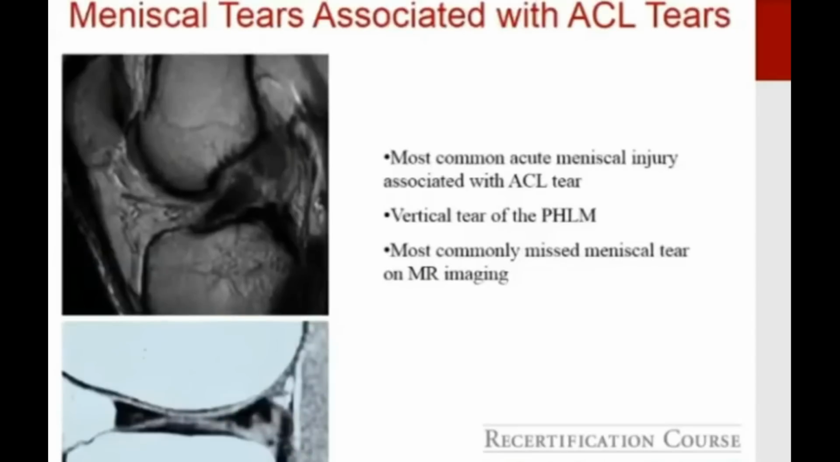Okay, regarding the most common meniscal tears associated with ACL injury in the acute setting, we most commonly see a vertical tear in the posterior horn of the lateral meniscus. And this just happens to be one of the most commonly missed meniscal tears on MR imaging. So any kind of abnormality we see in the posterior horn of the lateral meniscus with an ACL injury, we view with very high suspicion for a tear.